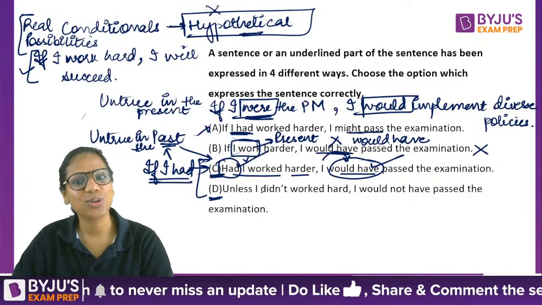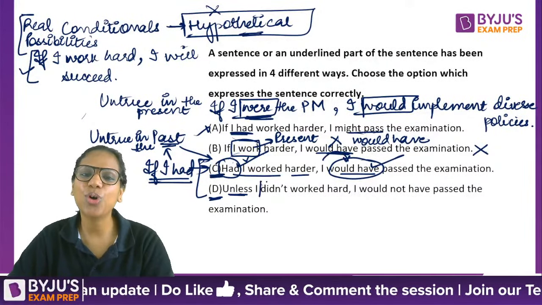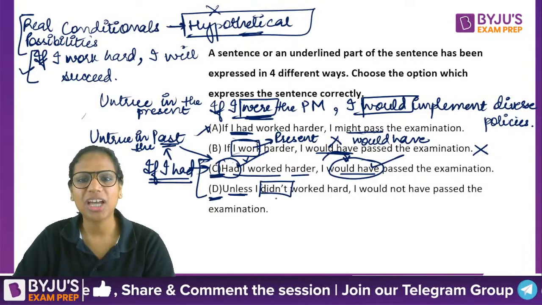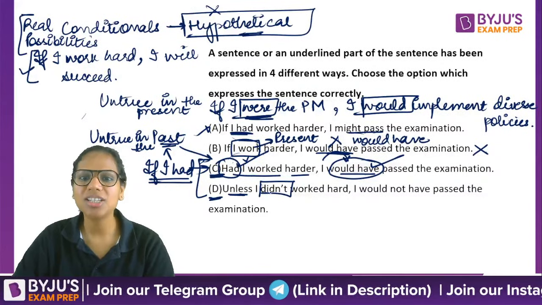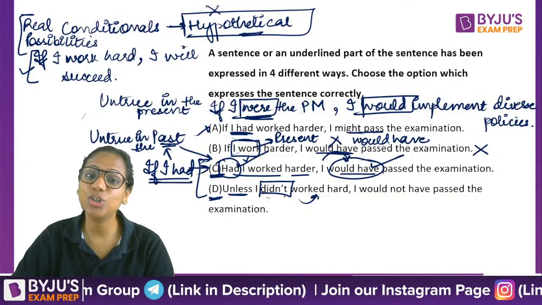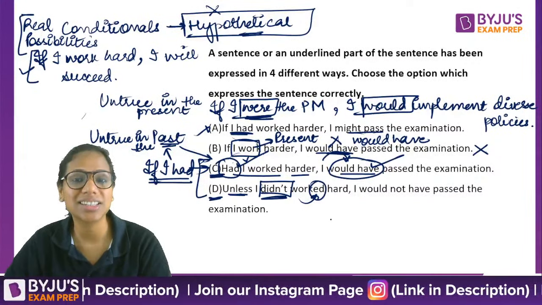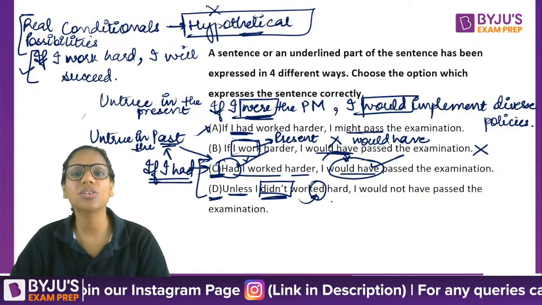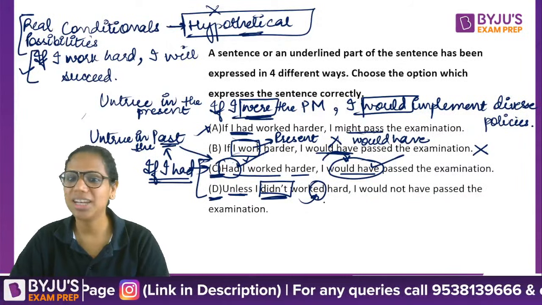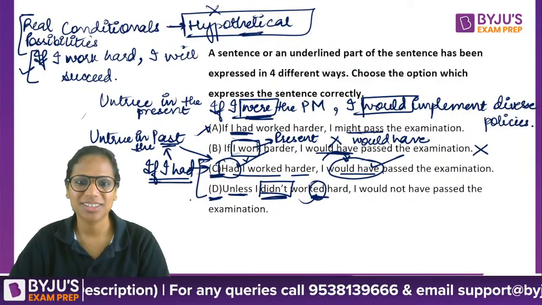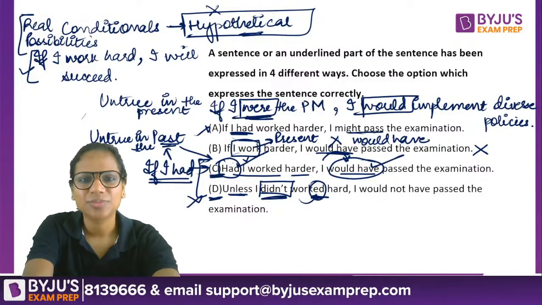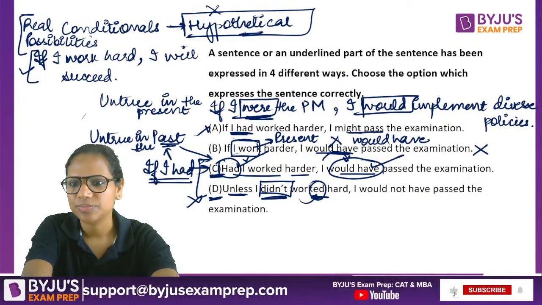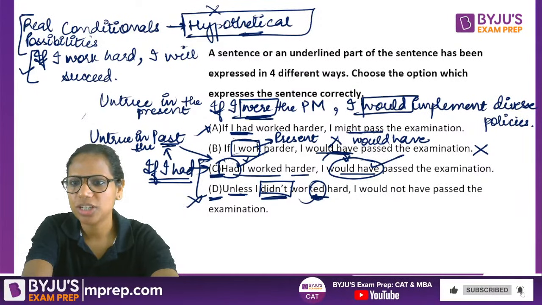D does not make sense at all. Unless you do not use the negative verb. Unless I work hard. So you can't say unless I didn't worked hard. Did not ke saath to worked is a cardinal sin. This is a cardinal sin. With did not, or did, you use the base form of the verb. Never the past form of the verb. So multiple errors in B. So our answer here is C. Alright. Okay, perfect, Anushka. I hope this is clear why D is not the answer.